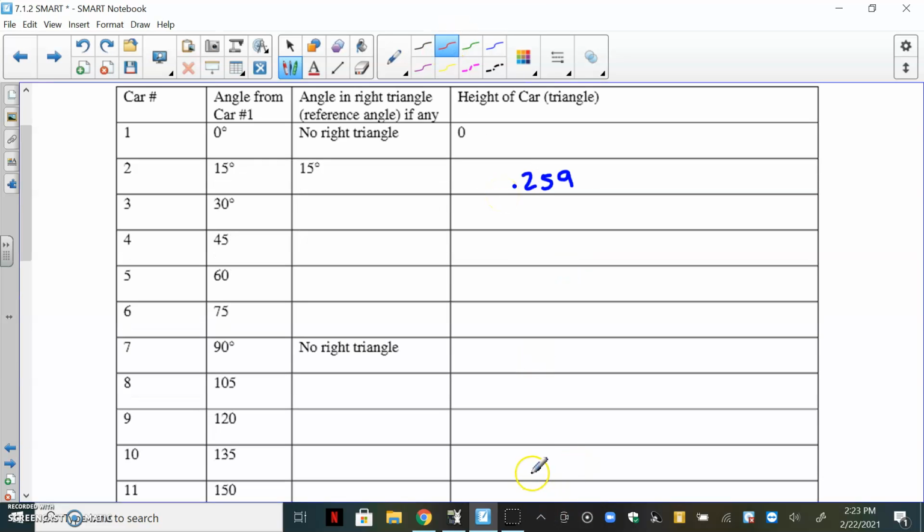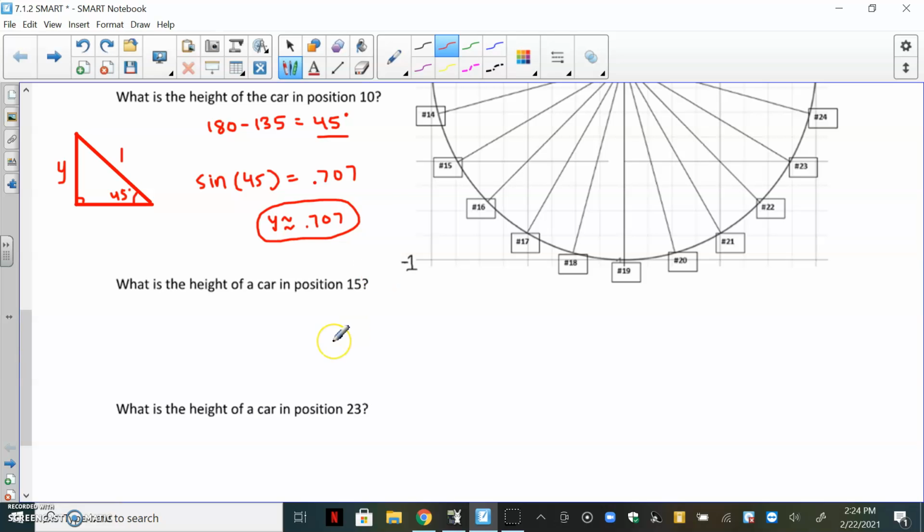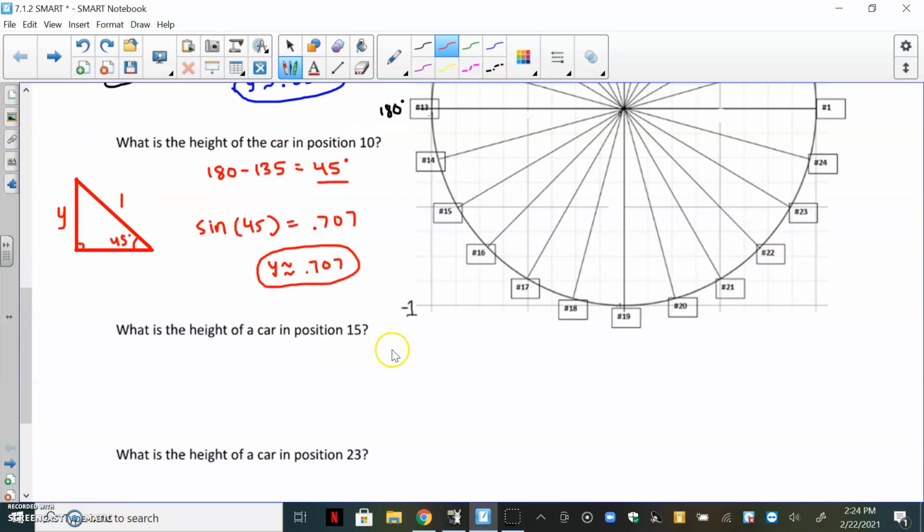0.707 was this one. And this column is for the angle inside the triangle. So ours ended up being 45 degrees, so that's why that's there. All right, so let's go ahead and do our next example now. What's the height of a car in position 15?